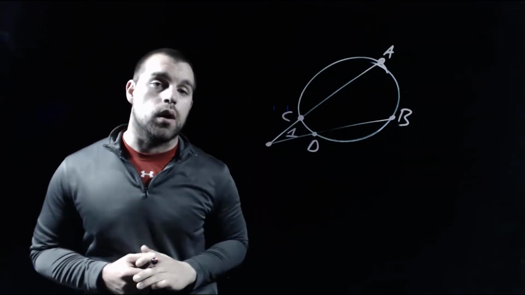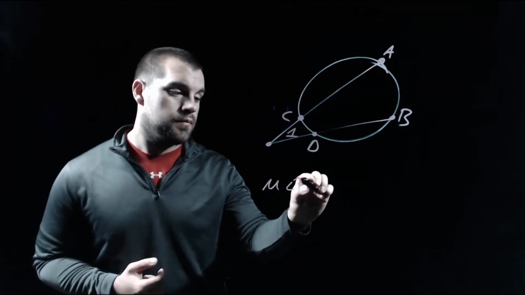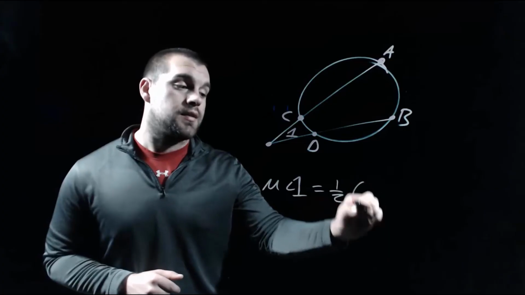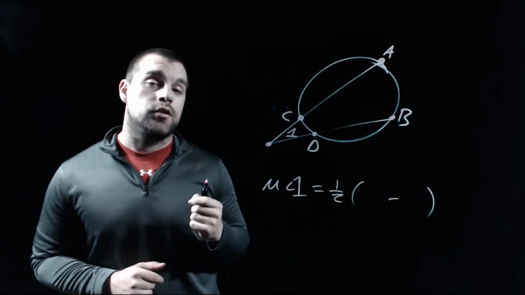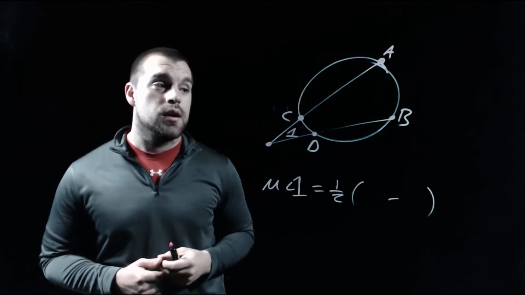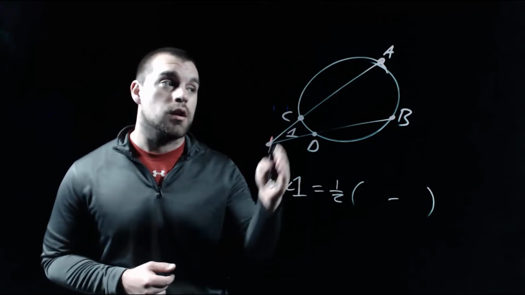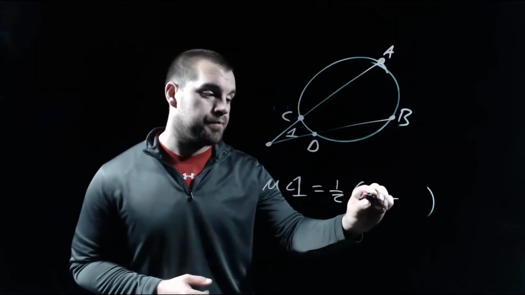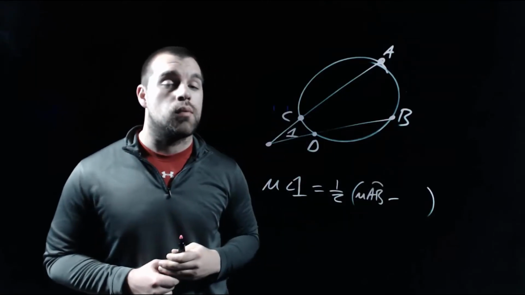So again, we're going to look at angle 1. If we want to find the measure of angle 1, then what we're going to do is 1/2 times the difference, which means we're going to be subtracting, of the two arcs that our angle intercepts. And we're always going to take the biggest arc minus the smallest arc. So in this picture, the biggest arc is the arc that runs from A to B. And then our smaller arc that's intercepted is the arc that runs from C to D.